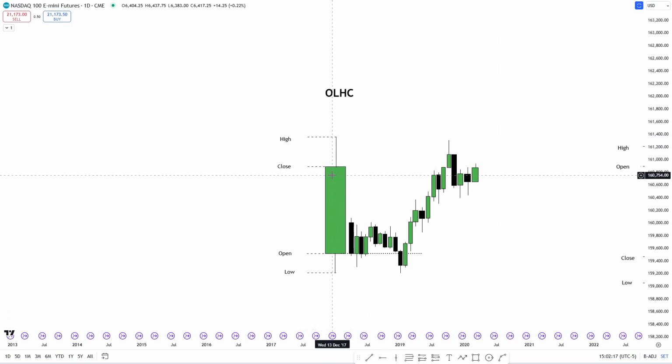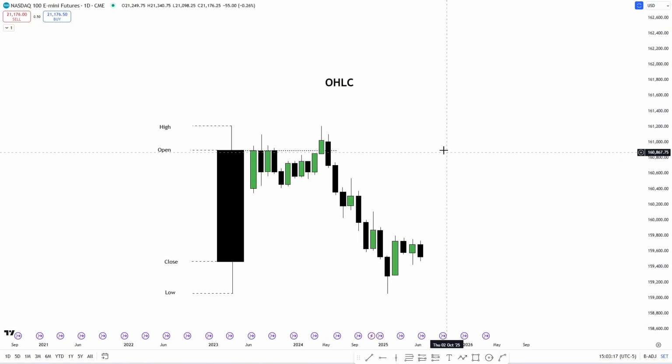Now when I am bullish on a specific day and I have my draw on liquidity in mind, I will look to buy below the opening price or close to it so that I can capture the lion's portion of the move to the upside. So now I'm going to explain to you what an open high low close bar is. Same thing but just in reverse.